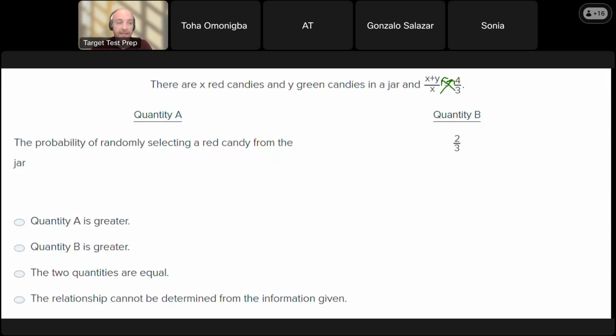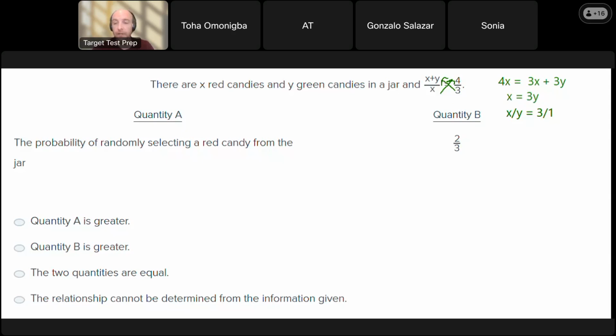And so what I get here is an equation that says 4x is equal to 3x plus 3y, doing the cross multiplication. Once I've done that, I can subtract 3x from both sides and just get x equals 3y. So that tells me that whatever y is, the number of green candies, I just triple it and I get the number of red candies. Another way to look at it is there's a ratio involved here. The ratio of x to y, if I divide both sides by y, is 3 to 1. 3 times as many, right?